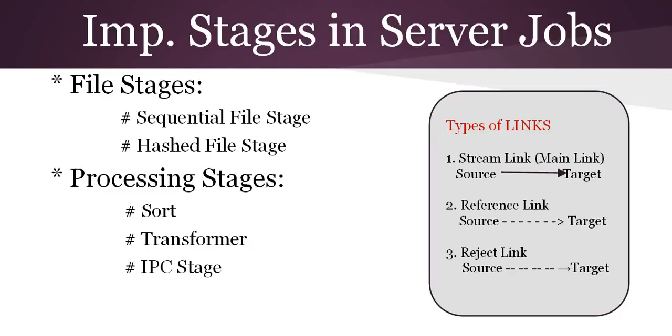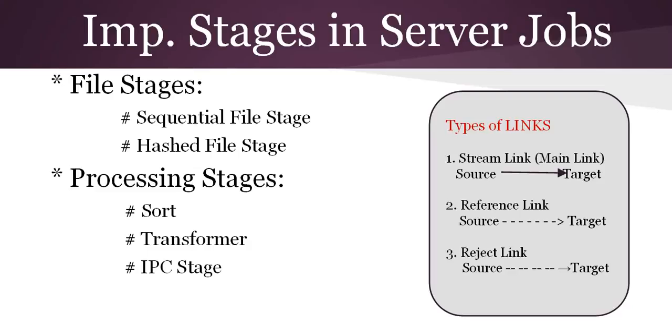Before going into the designer client and designing some jobs using the sequential file stage, there is another important thing I need to tell you. While we design jobs, there are different types of links. The first one is the stream link or the main link, which is a solid line. Through this link, the data flows from one stage to the other stage.